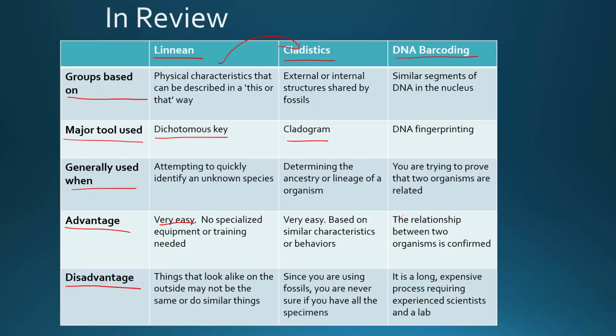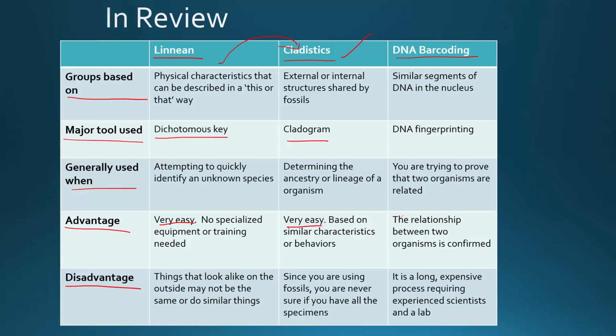Another advantage of it is that again it's very easy, just like the dichotomous key, and it is based on similar characteristics or behaviors. Now the disadvantage is that since we're using fossils, we're never 100% certain we have all the specimens, and that for the fossils we do have, the estimations of what each structure's function is are correct.